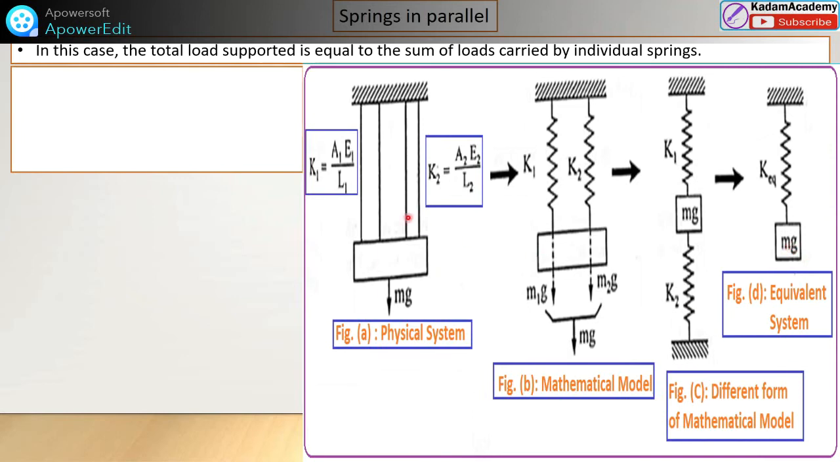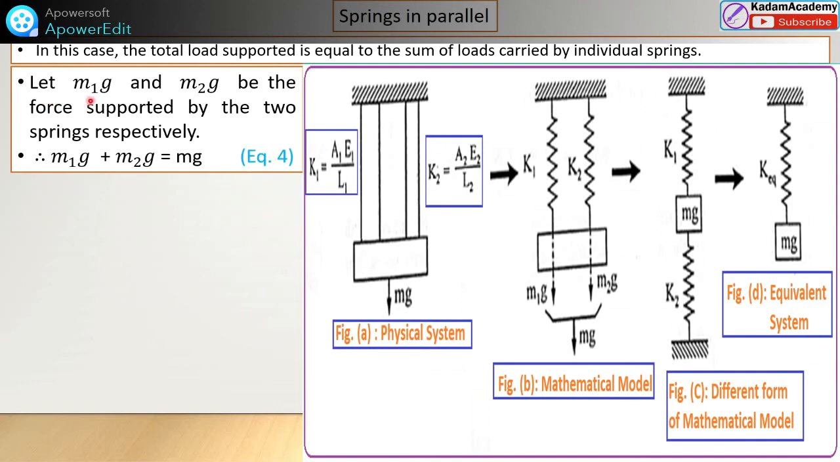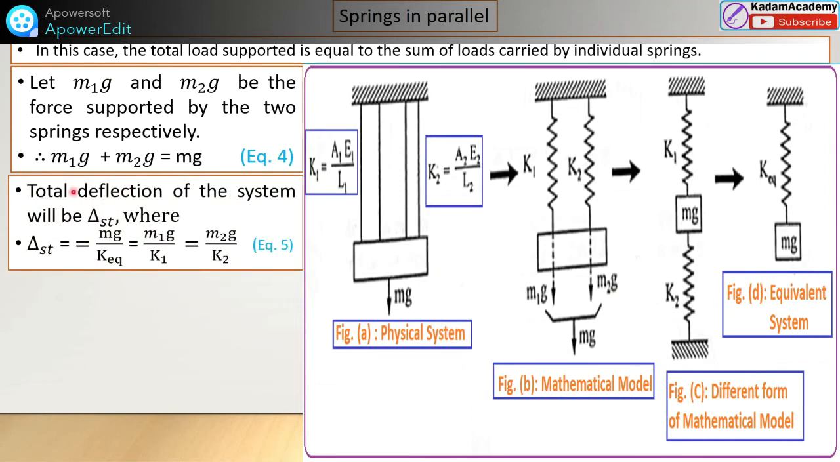So friend, what we learn here: let m1g and m2g be the forces supported by the two springs respectively. Okay, this m1g plus m2g is equal to mg. From this diagram it will be clear, this mg is distributed here, m1g and m2g are added. Okay, and next the total deflection of the system will be delta ST.